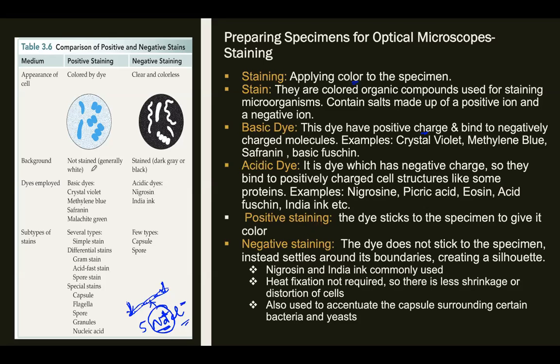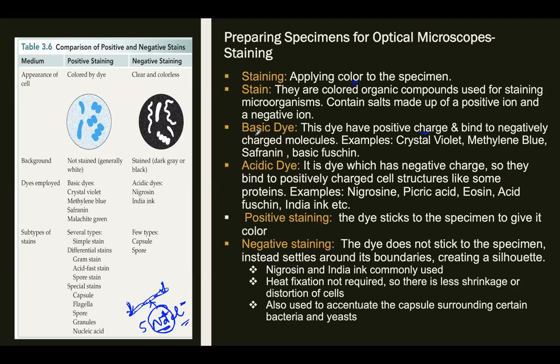Now positive staining, by this process we give the color directly to the specimen. We really do not stain the background, we only stain the specimen. That's the positive staining. Negative staining, we don't touch the specimen. Instead, we actually color the background. These are the two different ways, and that's the difference between positive staining and negative staining. So I hope you don't mix it up.